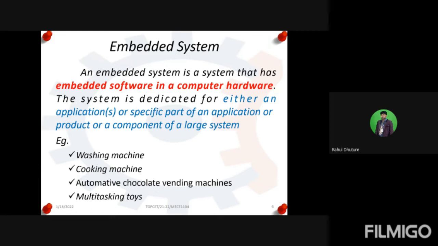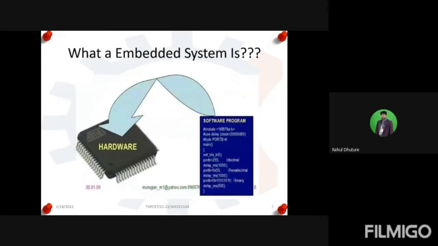And by using hardware and software, we can use this application. In that application, we have to use the embedded system. Okay, these are the applications available for the embedded system, and this is the hardware and this is the software part.